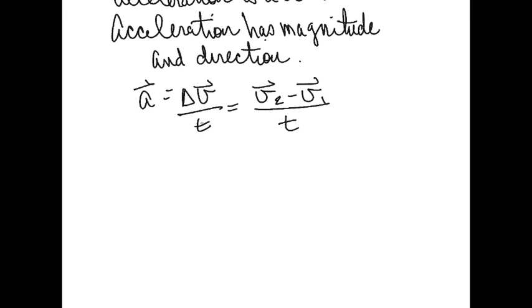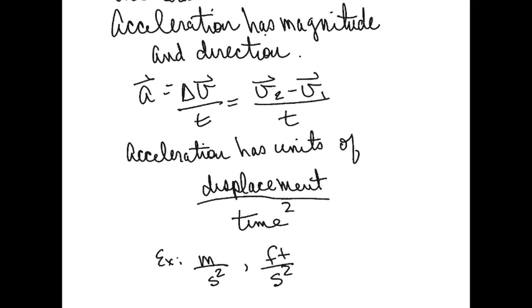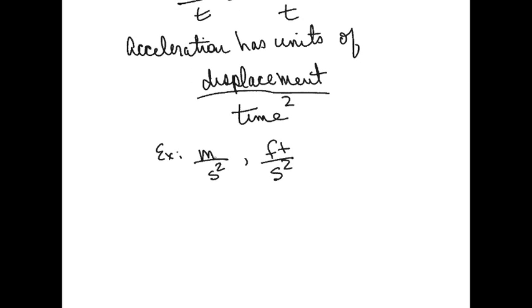Now, we're dealing with change in the quantity. You know it's the second quantity minus the first divided by whatever you're dealing with. So we have the second velocity vector minus the first velocity vector divided by time. And acceleration has the units of displacement per time squared. Examples of the units you will run into are meters per second squared and feet per second squared. As with velocity and speed, you may run into other units which are equally valid, but these are the two most common that you will run into and use.